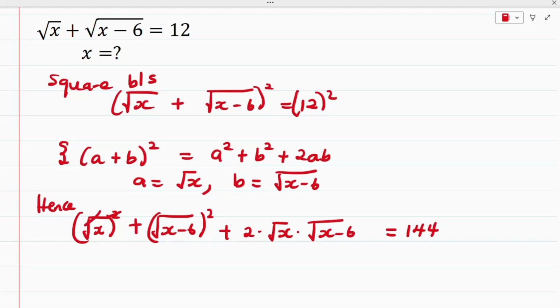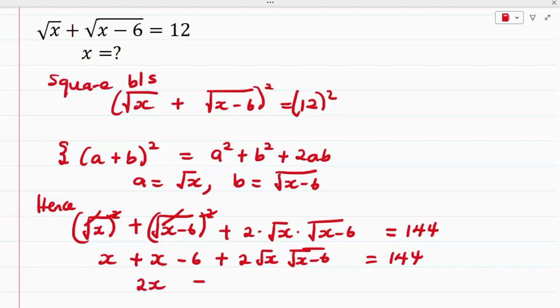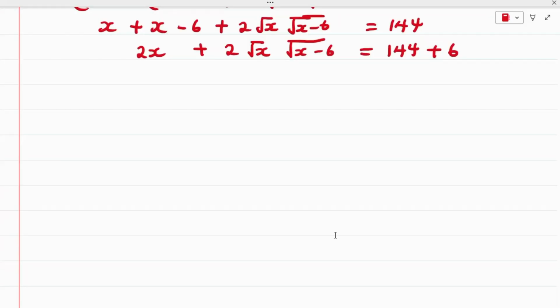So this is going to cancel out this. So we have x plus, this cancels out this, we have x minus 6 plus 2 roots of x multiply root of x minus 6, and this is equals to 144. So we have x plus x is 2x plus 2 multiply the root of x multiply the root of x minus 6 is equals to 144. So this minus 6 is going to cross and equal to, so it becomes plus 6. So from here we have 2 to be common.